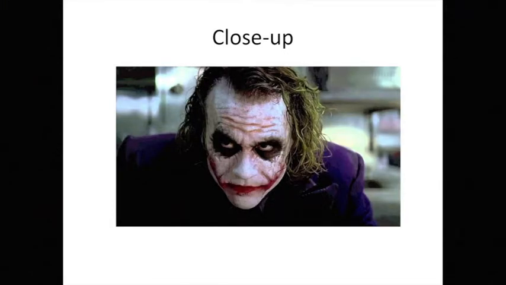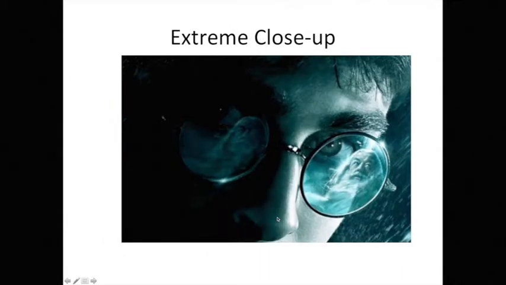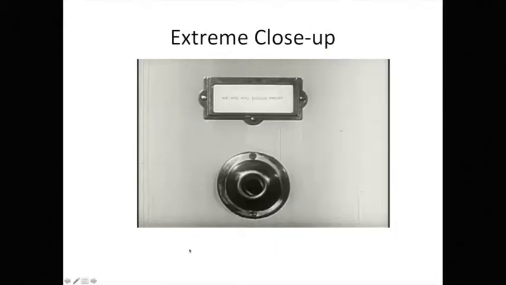A close-up. So close-up is used to show details on someone's face or details of an object, right? We can really see Heath Ledger in the Joker, how his makeup is all runny and his hair is all frazzled, more than we would be able to if it was further back. An extreme close-up allows us to see really close details, reflection in someone's glasses, for instance. And here's an example of an extreme close-up.